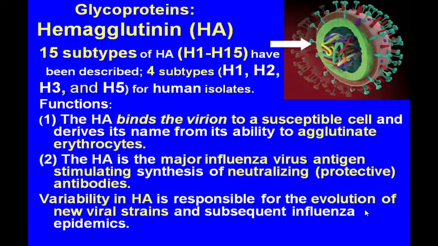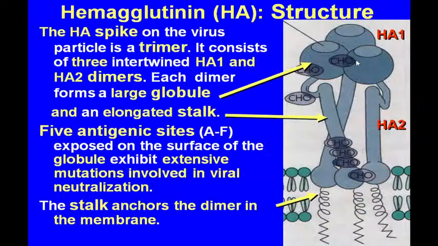If we take a look at the glycoprotein, 15 subtypes of the hemagglutinin may occur generally. They are described, and out of these 15, just 4 may be isolated from humans. The function of hemagglutinin is that it is a binding protein. It is the major viral antigen, and variability of hemagglutinin may help them to escape from the immunity.